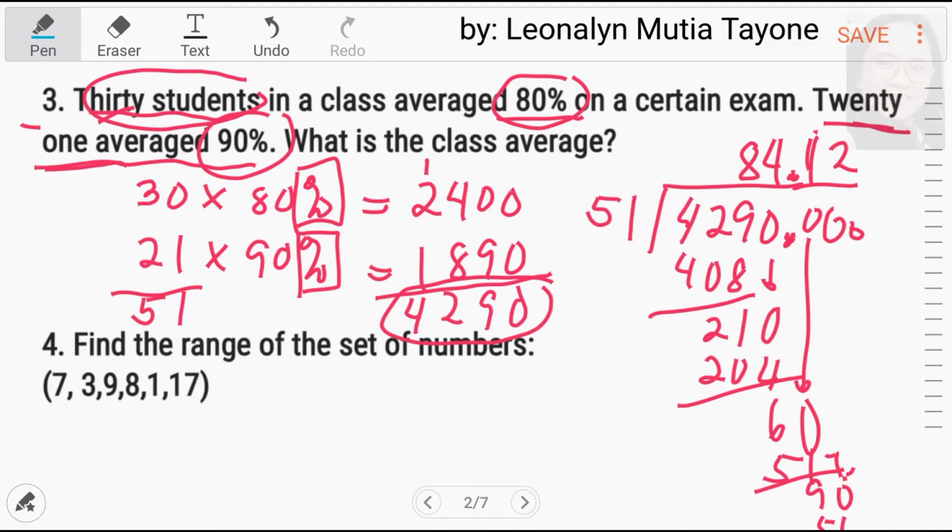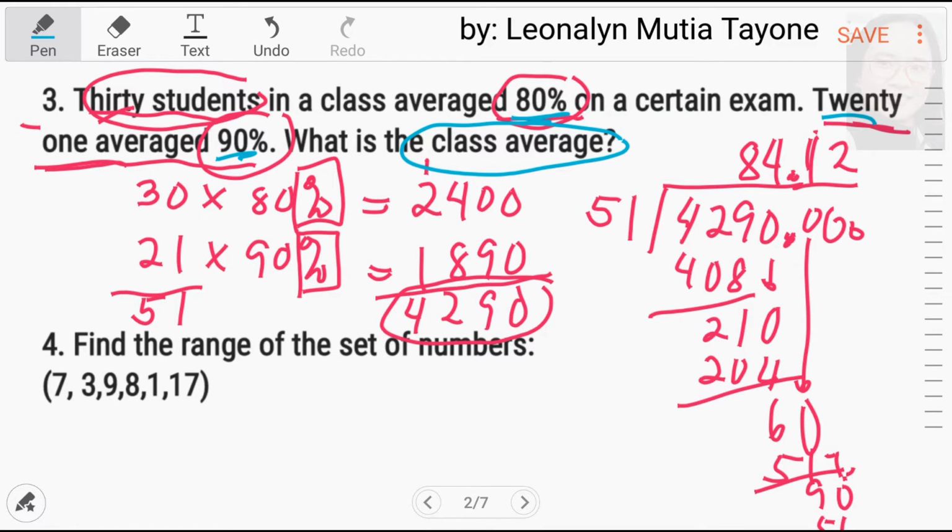Mag-recap lang tayo. Dito sa number 3, common mistake ng iba ay ito lang 80 at saka 90 ang i-add nila tapos i-divide nito, which is mali yan. When we say class average, yung buong klase, ilan ba yung mga estudyante dito? 30 plus 21. So, i-add mo yan, 51 na mga estudyante. Lahat sila may tig-isa-isang mga average. Yung 30 na estudyante, tag 80% lahat sila. Tapos yung 21, tag 90% lahat sila.